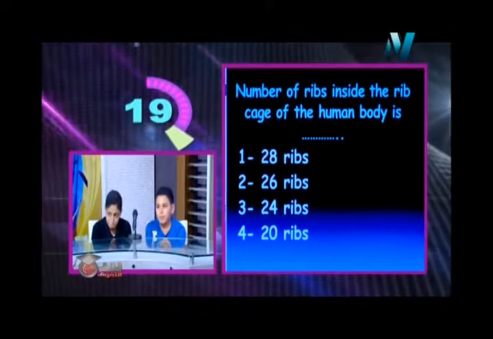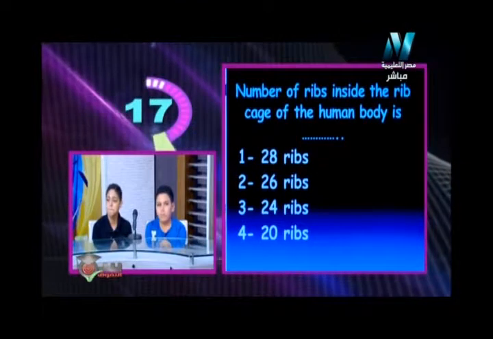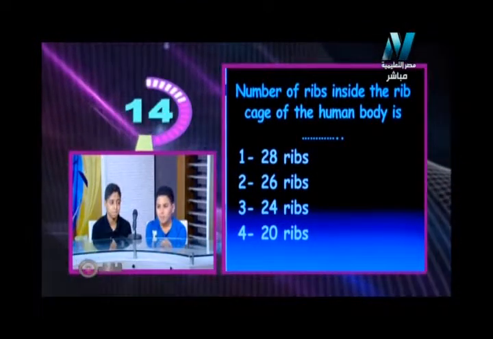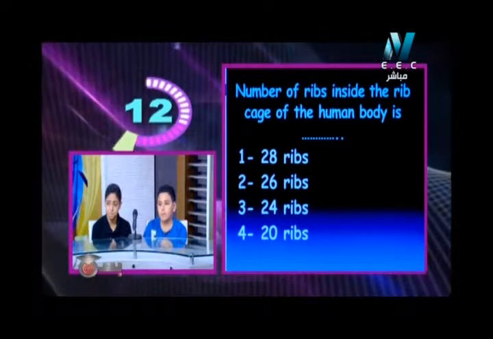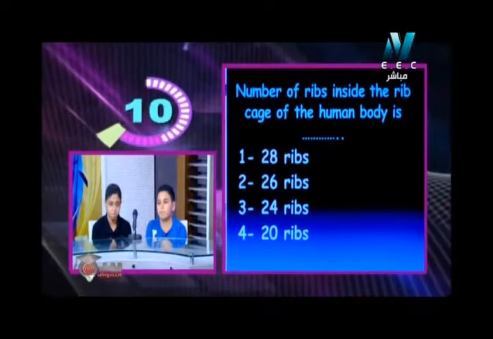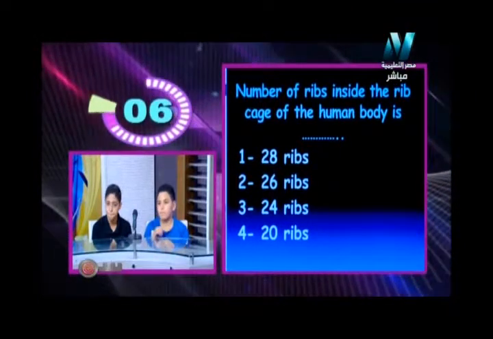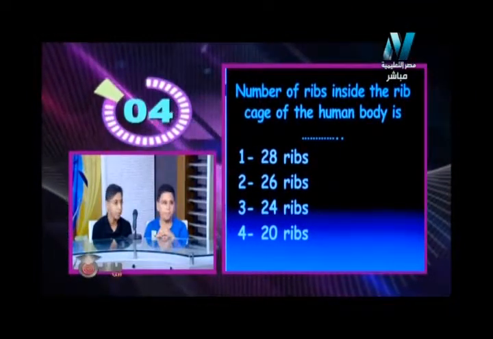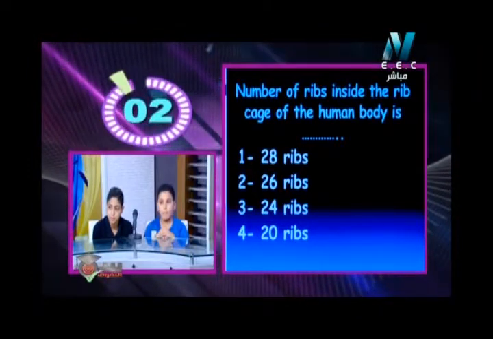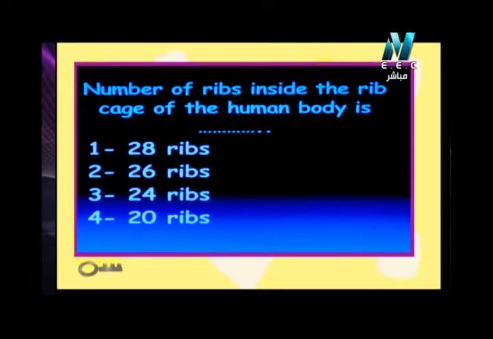Okay? So the number of ribs inside the rib cage of the human body is 28 ribs, 26 ribs, 24 ribs, 20 ribs. Rib cage يعني القفص الصدري. هنا بيقول لي عدد الضلوع اللي في القفص الصدري كام. Okay? You will have 2 seconds, 1 second. You can answer 24. Now.